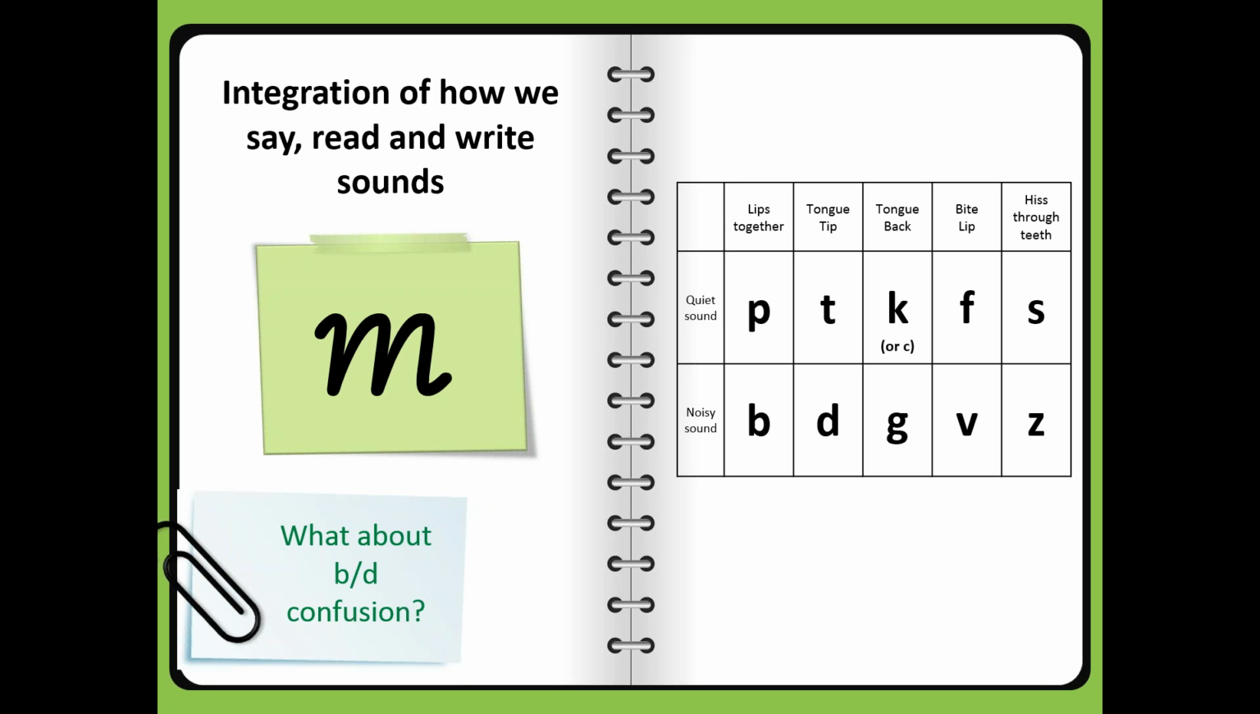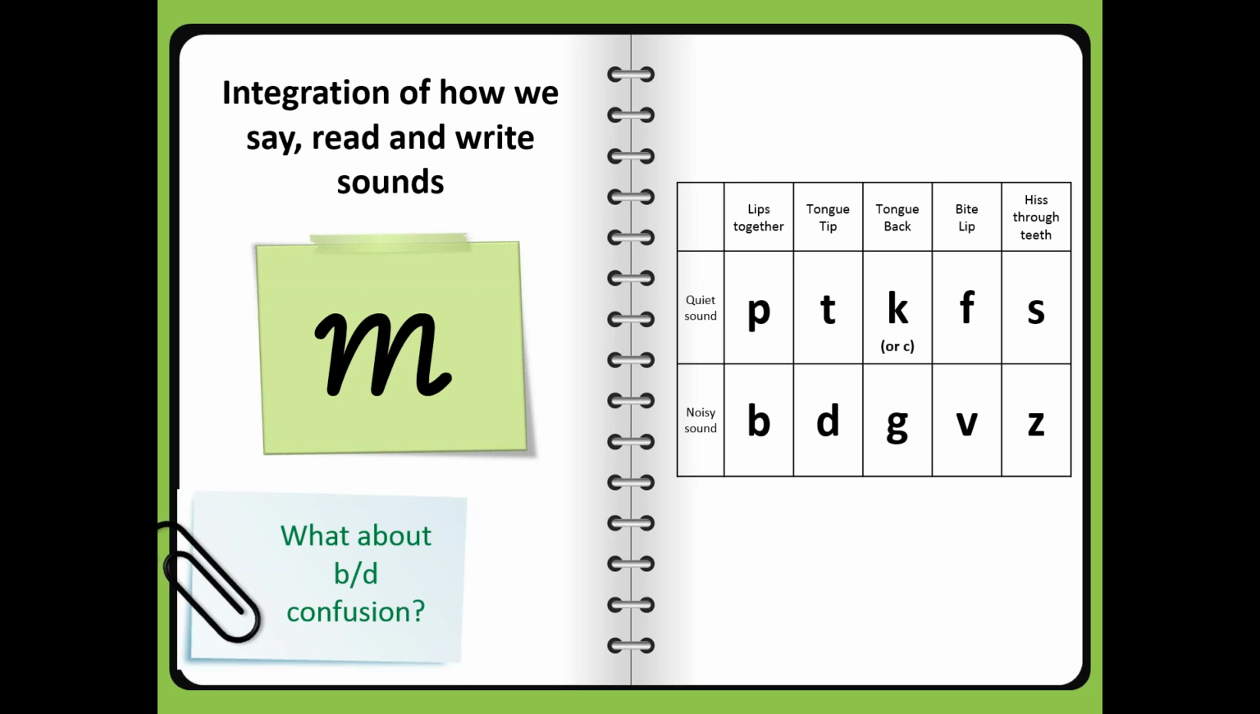An important part of the DIPL program, which is integrated from the speech pathology knowledge, is the use of the voiced and voiceless pairs. Students call them quiet and noisy sounds. These are pairs of letters where the mouth makes the same formation, but one is the voiced version and one is the voiceless version. For example, P and B.